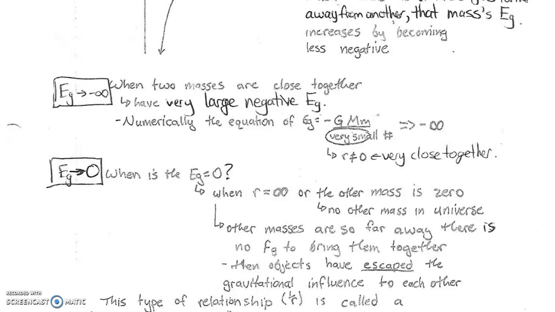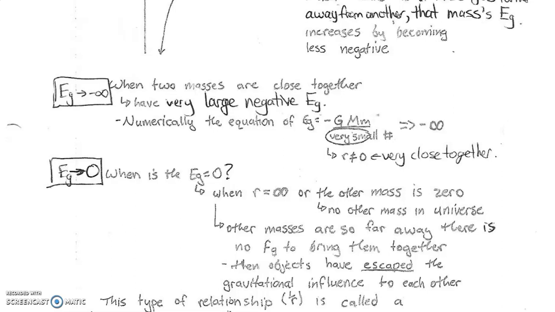Well, if you look at the equation, we know gravitational potential energy is negative GMm over r. And if r is approaching 0 or very small, just think of it like 0.000001, but these other values on the top are very large, what you get is a limit where it approaches negative infinity. And so that's the occurrence only when two objects are very close together.